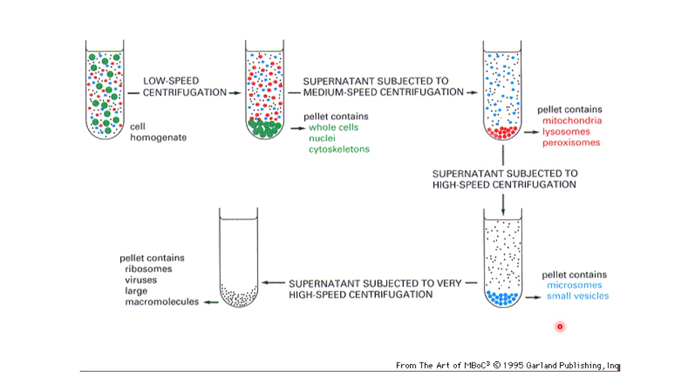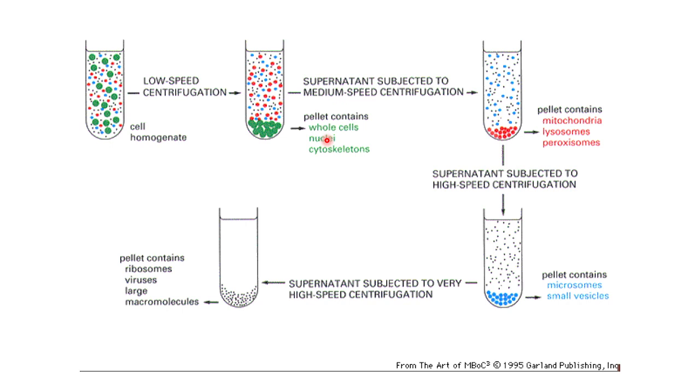So what happens is that when you are centrifuging at a low speed, at some particular RPMs, but a very low speed, you can only get the whole cells, the nuclei and the cytoskeleton. So when you're centrifuging at a low speed, you can only separate molecules like your whole cells, nuclei, and the cytoskeletons.